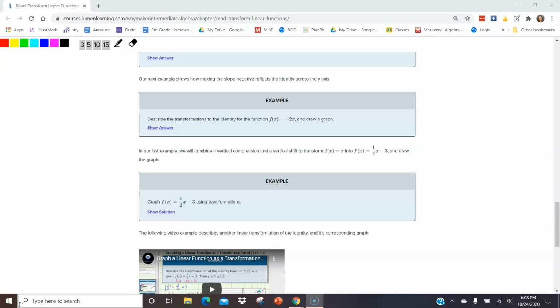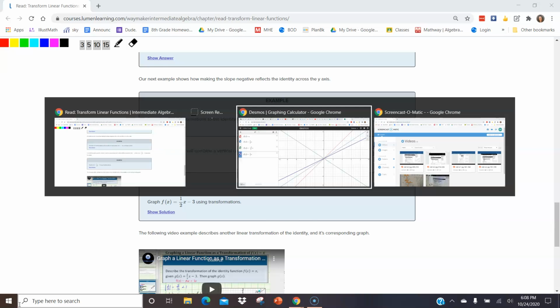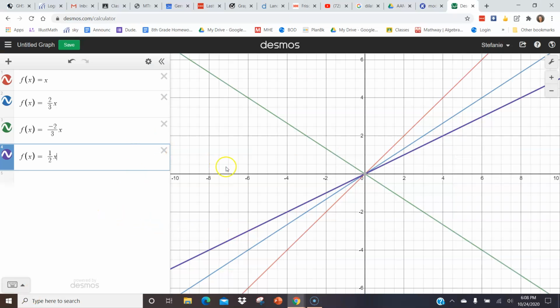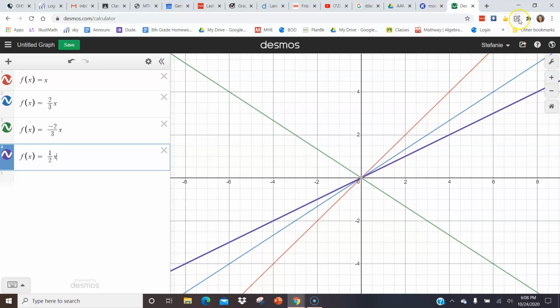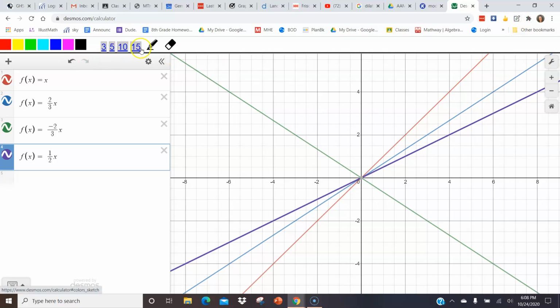Now I'm going to show you on decimals what these graphs look like. Here I have my parent function of f of x. Watch this fun little toy I discovered. Here I have f of x equals x. That's our parent function, right? And I should put that in red. There we go.